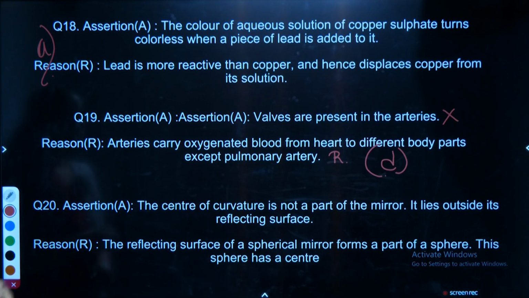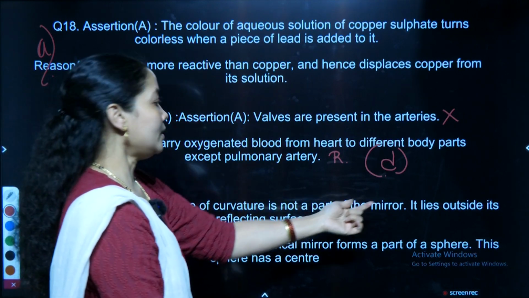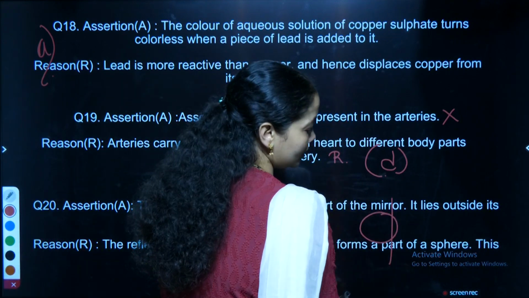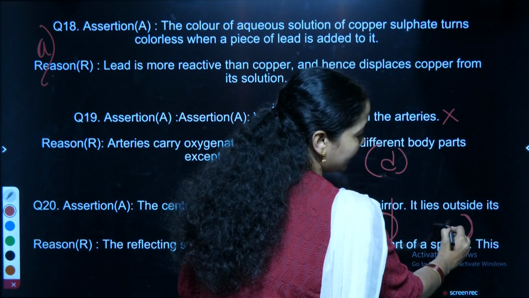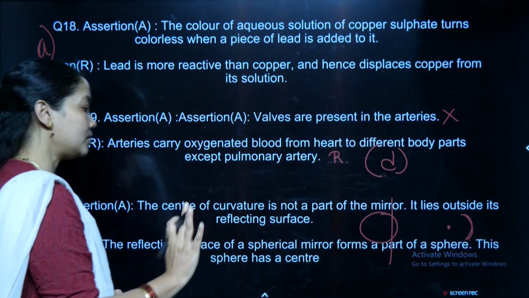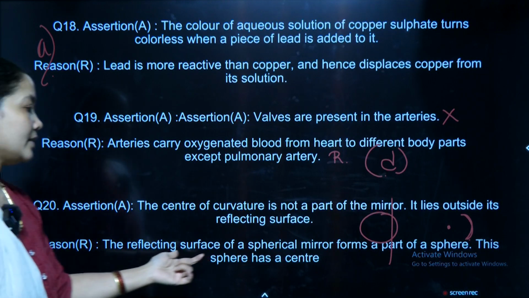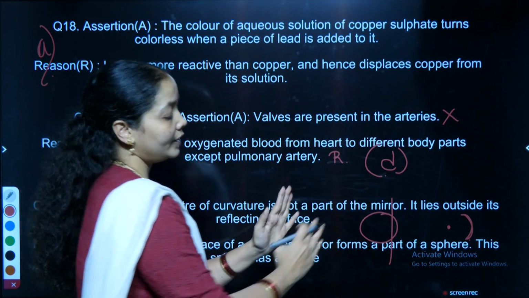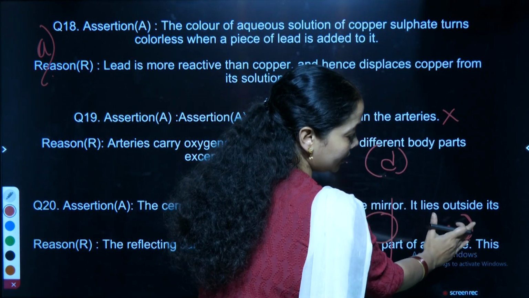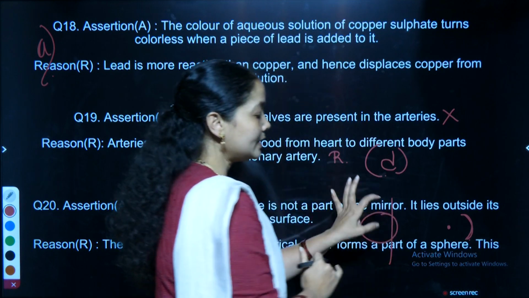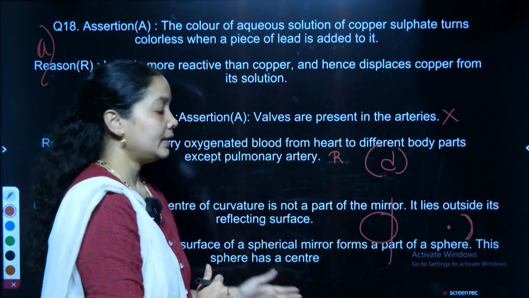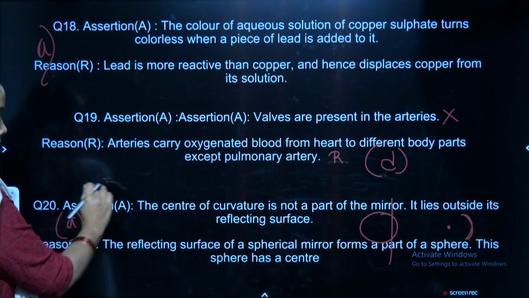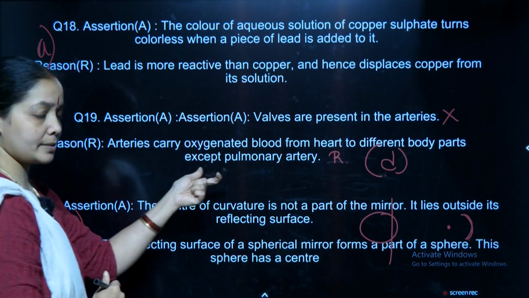Then in my 20th question, the center of curvature is not a part of the mirror, it lies outside the reflecting surface. Yes, if I see the sphere, this is the sphere and the portion cut here, this is a mirror. So my center lies here, this is not a part of the mirror. That is absolutely true. Let us see the reason. The reflecting surface of a spherical mirror forms a part of the sphere. This sphere has the center. So when I consider this as a mirror, this is a reflecting surface which is a part of this sphere. Obviously inside this sphere the center is there. Therefore the reason is explaining the assertion. Hence I'll go for option A, which says assertion, reason both are true and reason is explaining the assertion.